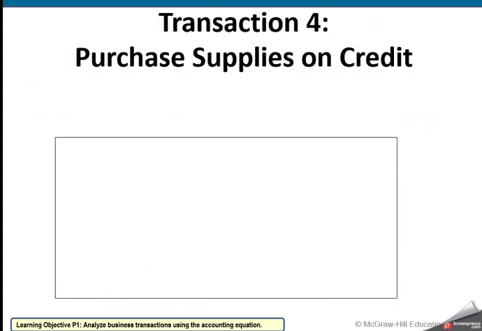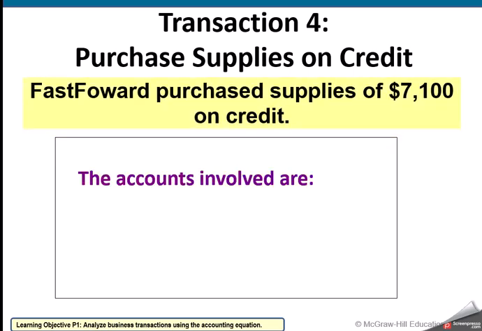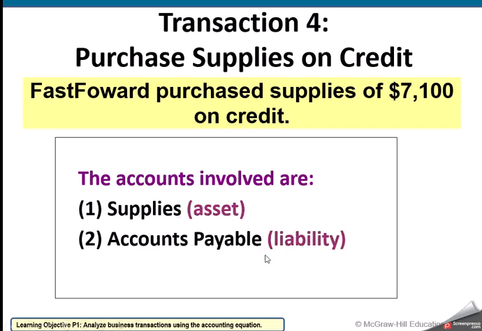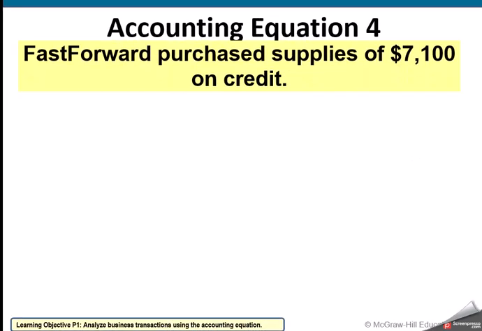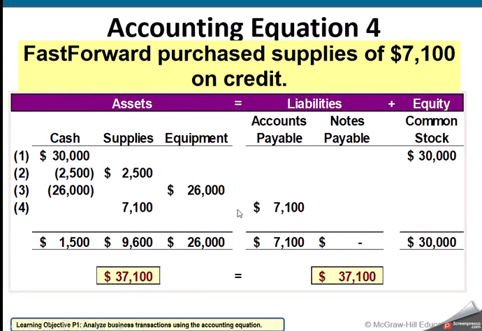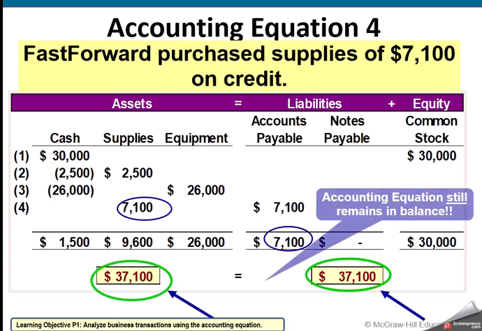Okay, then we purchase supplies on credit. So now credit means we didn't pay cash, we owe somebody. So now the accounts involved are accounts payable and supplies. Accounts payable is a liability and supplies is the asset, but both of them are going up. We got an asset and then we incurred a liability. So as we look at this accounting equation, we see it is on both sides. So supplies go up and our liabilities go up. And then our equation goes up by that, but it still balances.